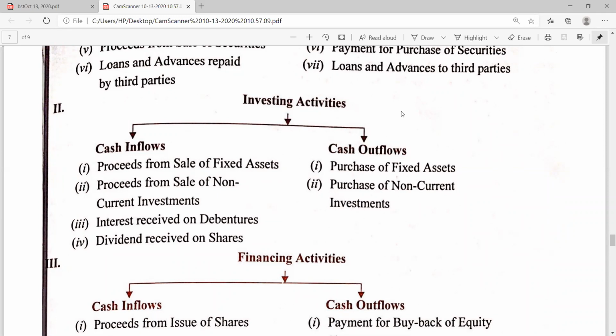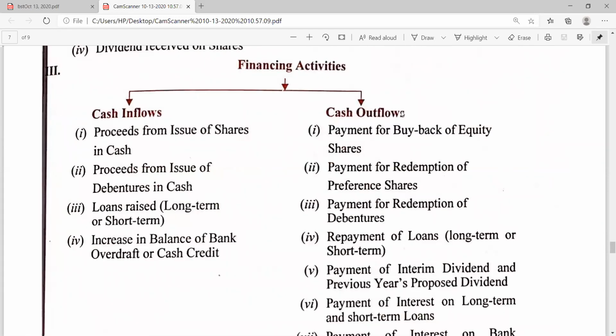And financing activities are all those activities in which finance related transactions are to be dealt. These are the cash inflows: proceeds from issue of shares, proceeds from issue of debentures in cash, loan raised, increase in balance of bank overdraft and cash credit.